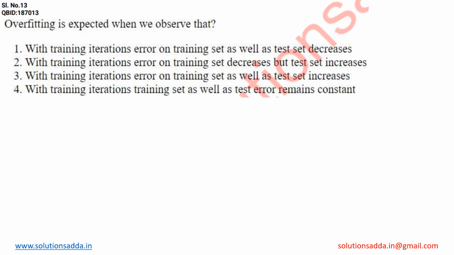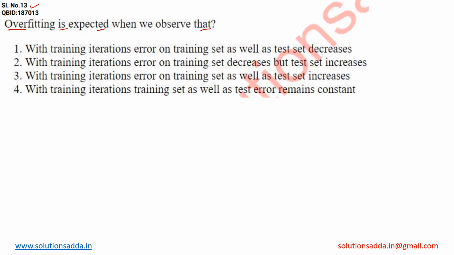Hello everyone, this is question number 13. These questions belong to Unit 10 Artificial Intelligence. This comes under the machine learning topic. The question is, overfitting is expected when we observe that. So here we need to identify which option explains the problem of overfitting.